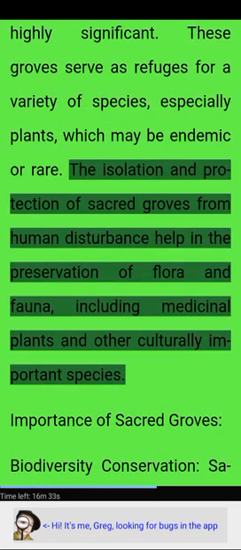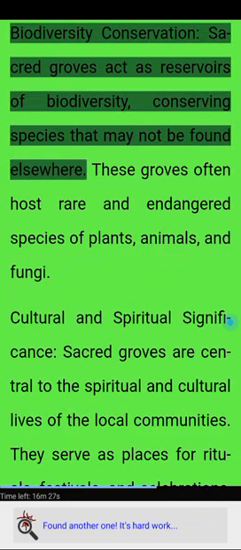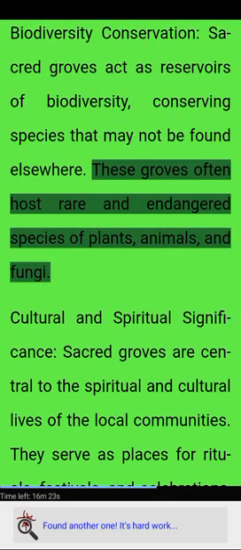The isolation and protection of sacred groves from human disturbance help in the preservation of flora and fauna, including medicinal plants and other culturally important species. Importance of sacred groves. Biodiversity conservation. Sacred groves act as reservoirs of biodiversity, conserving species that may not be found elsewhere. These groves often host rare and endangered species of plants, animals, and fungi.